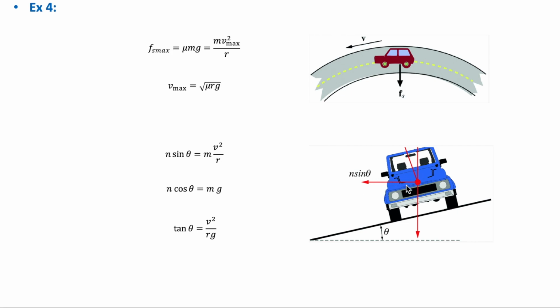And so if we apply Newton's second law along the x direction, we get n sine theta is equal to m v squared over r. And along the y direction, n cosine theta is equal to mg. And if we divide these two equations, we get this equation. So if the angle and the curvature r are known, then the safe speed limit for the car to take the turn can be found. And if the car moves at a speed lower or higher than that speed limit, then the frictional force must supply the additional centripetal force for the car to stay in its circular path.